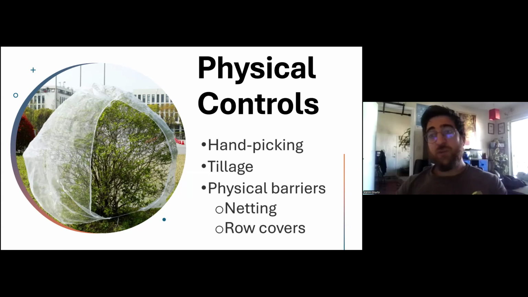Also, you can use physical barriers. So netting and row covers will just physically keep the grasshoppers away from your plants. But keep in mind that grasshoppers have been known to chew through plastic nettings when there is a high enough grasshopper pressure. So sometimes even a metal netting is required in extreme situations.